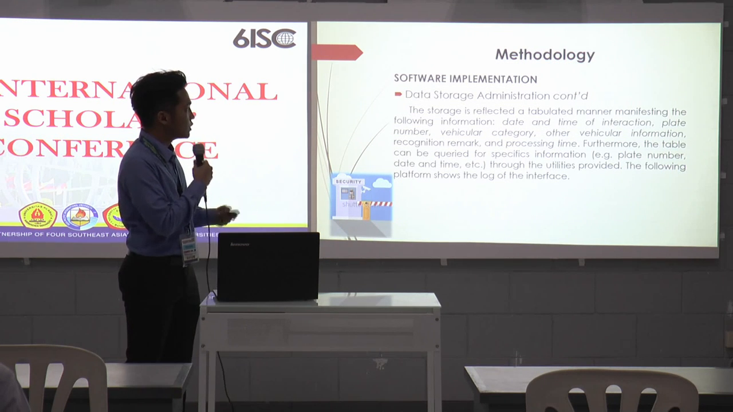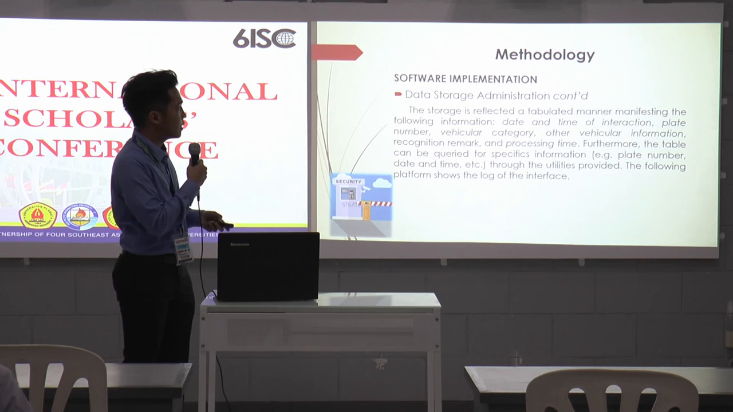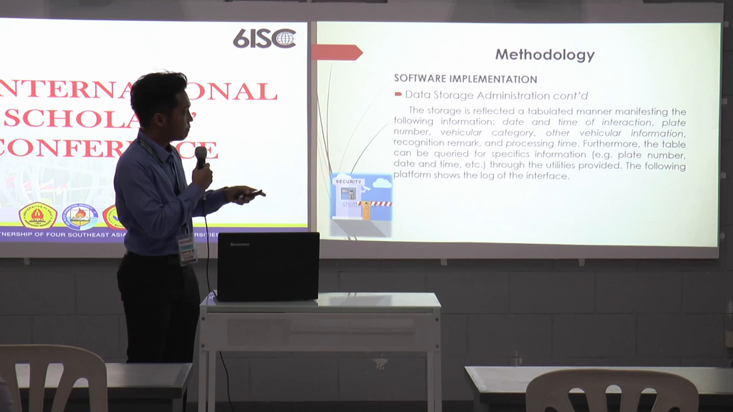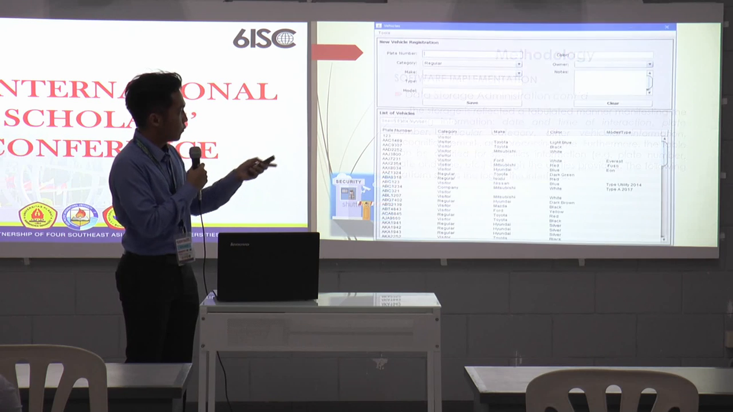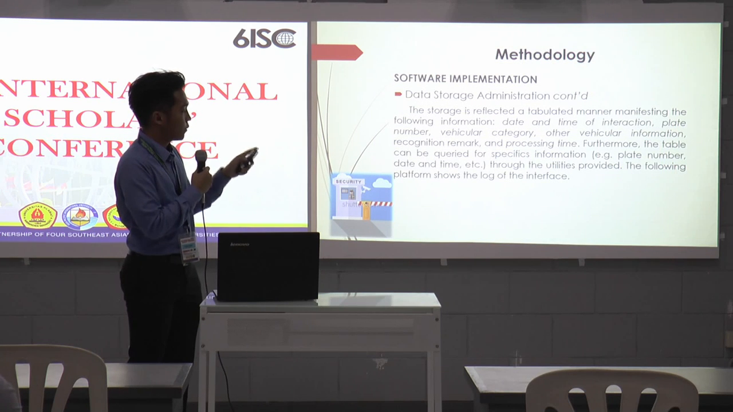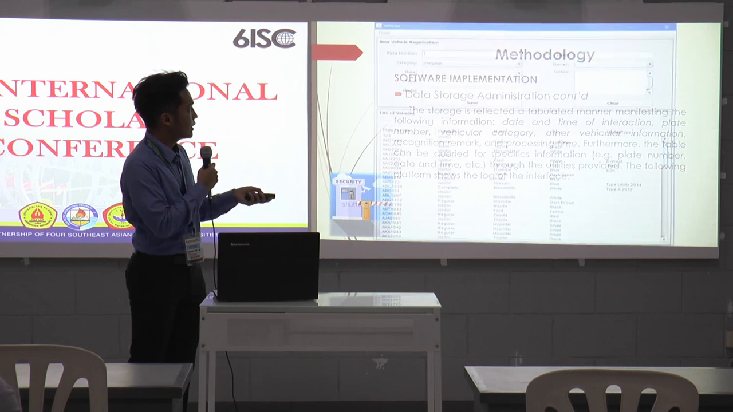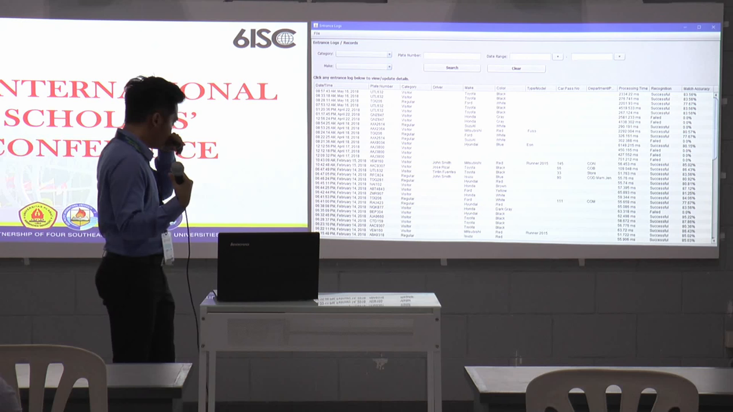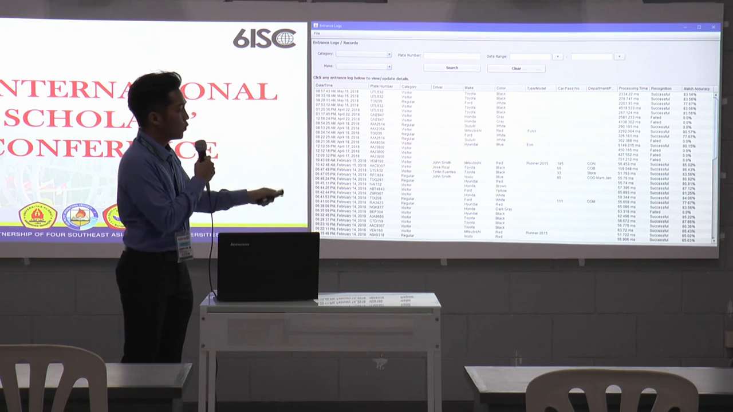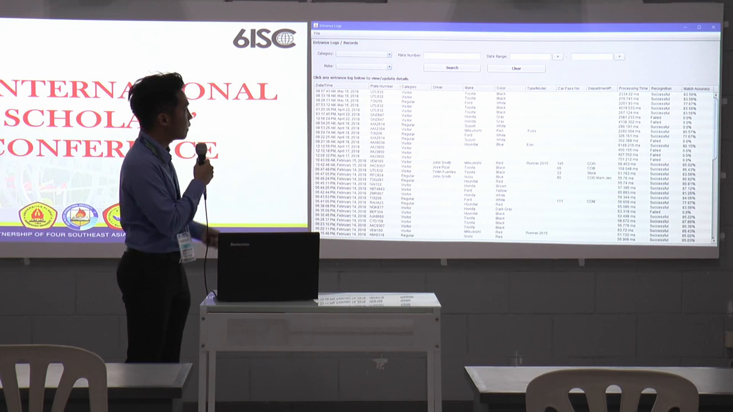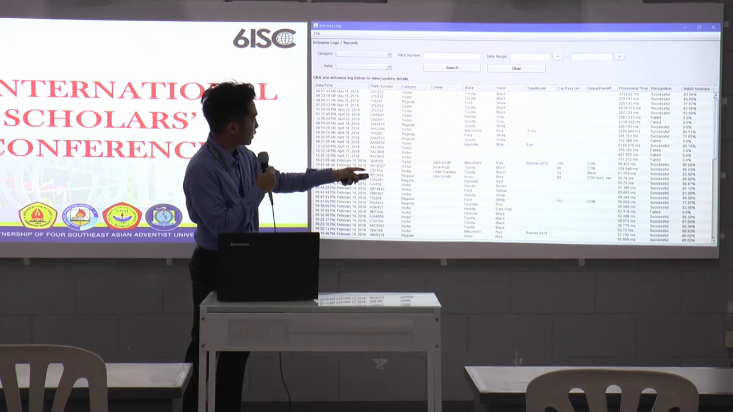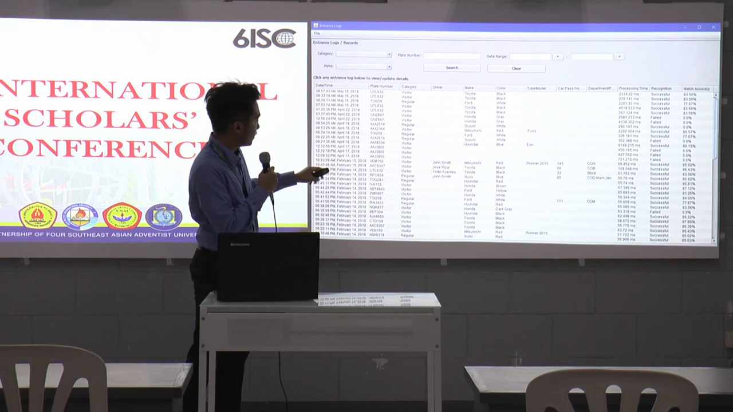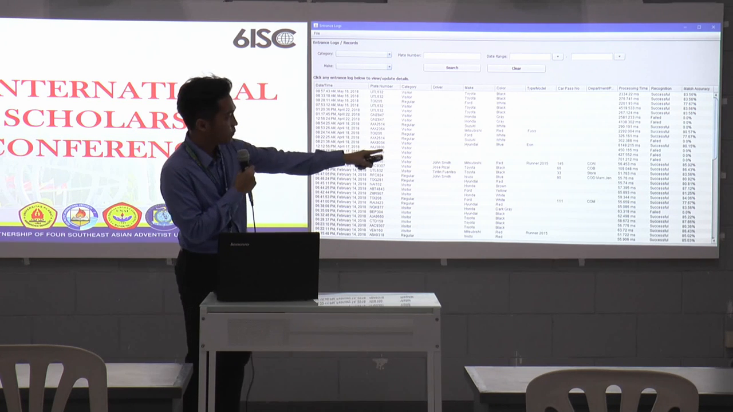In continuation, the storage is reflected in a tabulated manner, manifesting the following information: the date and time, plate number, vehicle category, and other vehicle information, just like what we saw here. Then the recognition mark and processing system. Furthermore, the table can be queried for specific information through the utilities provided. So this is the list of all the vehicles that have interacted with our system. As you can see, there's a category, visitor or regular, a plate number, then the date and time, and then the recognition mark.